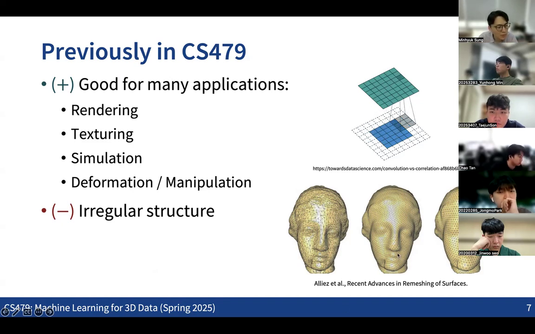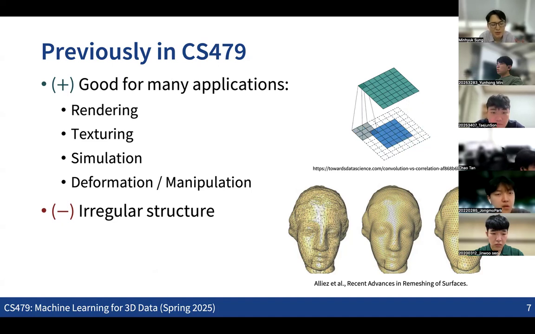Because of this irregular structure, there are lots of difficulties in terms of both feeding this data representation as the input and also generating these representations as the output. But as we have seen in the previous slide, once we have another representation for the 3D data, we can consider converting that into the mesh representation and using that for many of the applications that we have seen in this slide.